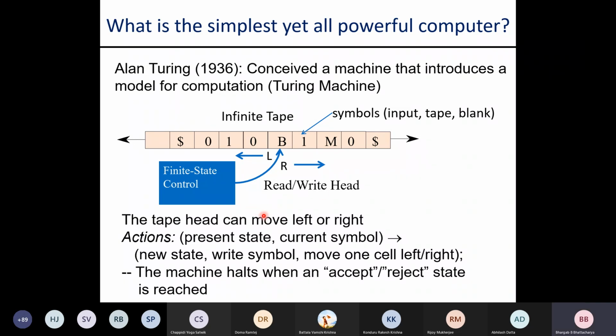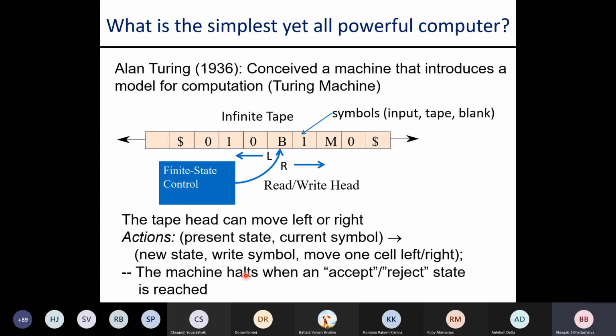So the tape head can move left or right. And what are the actions you want to take? The machine currently is in some state, which is called the present state of the machine. Depending on the present state and the current symbol it is looking at, this controller takes certain action. It moves to a new state. It may write a symbol here, or it may move one cell left or right, something like that.